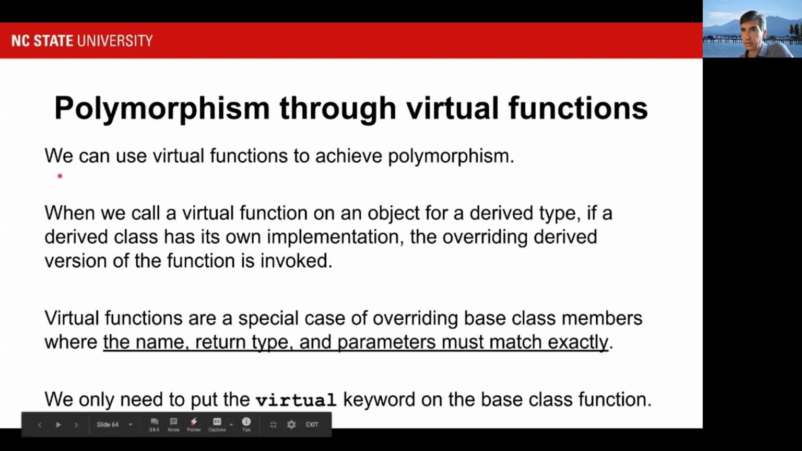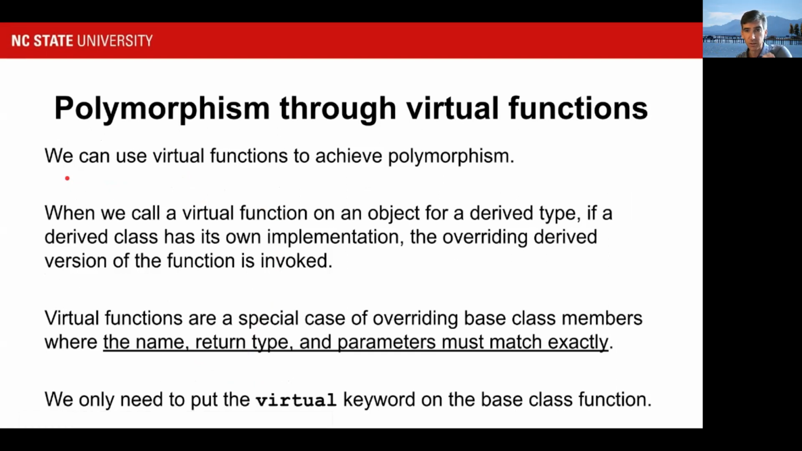Now, there are some things worth noting here about polymorphism through virtual functions. Virtual functions are how we achieve polymorphism in C++. When we call a virtual function on an object, if the derived class has its own implementation for that virtual function, then the overriding derived version of the function is invoked. If there is no such implementation, then it does call the one in the base class, right? So a virtual function doesn't mean you have to override it. It just means that if you do override it, you're going to get the one in the derived class.